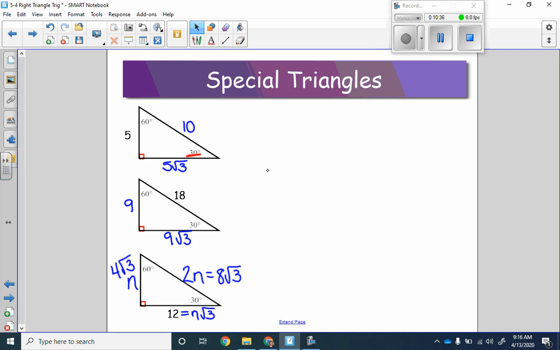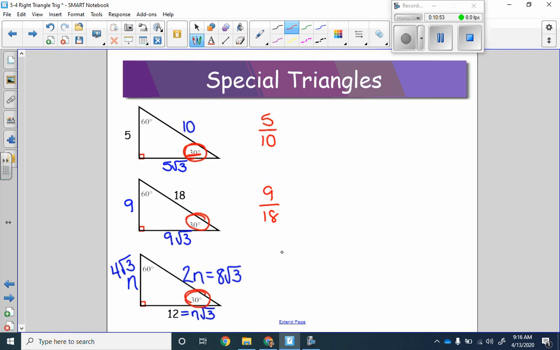Now when I look at these here and I take an angle, let's take the 30 degrees that's here. This time I'm going to do the opposite side and the hypotenuse. So 5 over 10, 9 over 18, and 4 square roots of 3 over 8 square roots of 3. All of these end up having a ratio of 1/2. Now, if you take your calculator and take the sine of 30 degrees, it gives you 0.5, and that's the same thing as 1/2.